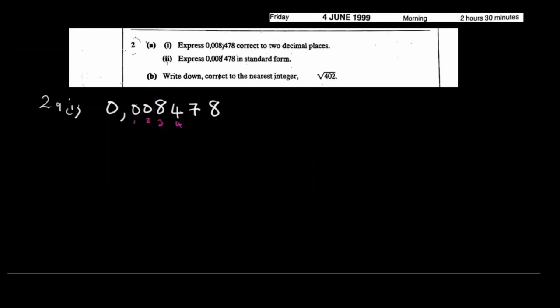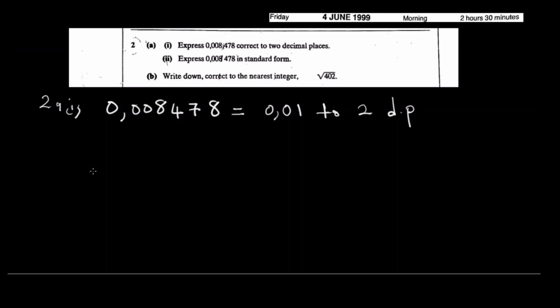0.008478 to the nearest 2 decimal places. So this is how we are going to represent our answer. 0.008478 is equal to, right? So 2 decimal places, we look at the immediate number to our right, see if it is above 5 or 4 and below. 8, it's above 5. The effect is adding 1 here. So it will be 0.01 to 2 decimal places. This is how we represent our answer.